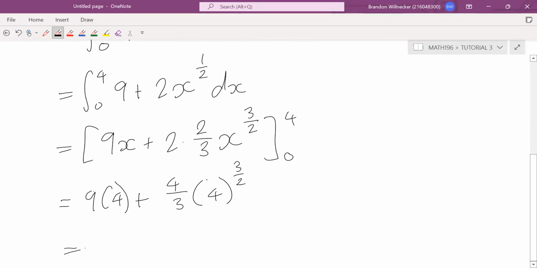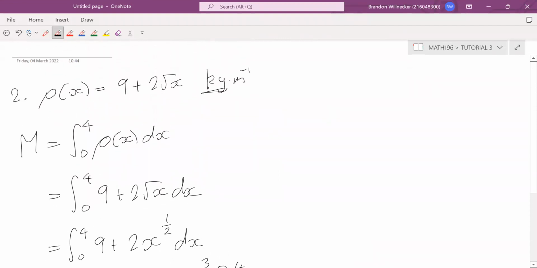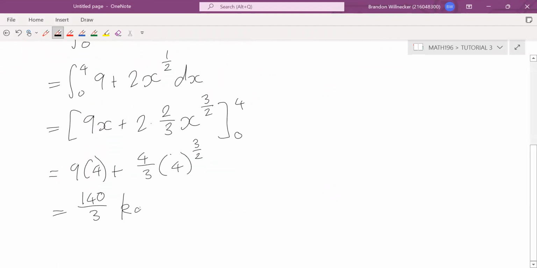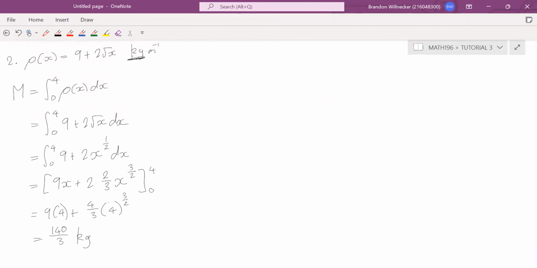Okay, I won't go through all that working, but you can check for yourself that this is equal to 140/3. And remember that this mass is in kilograms, because the density was kilograms per meter. So this is kilograms. Okay, so if I give you the density and I ask you to find the mass, remember that the integral of the density along the length of the rod gives you the mass of the rod.